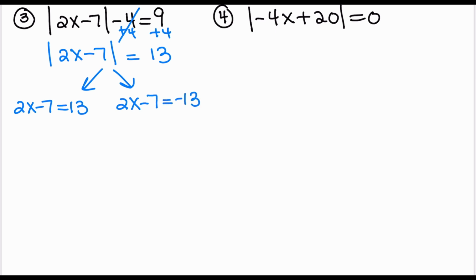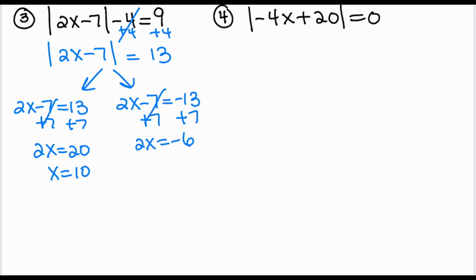Now I solve. If I add 7 to both sides, I get 2x is equal to 20, divided by 2, x is equal to 10. On the other problem, I get plus 7, and that gives me 2x is equal to negative 6, divided by 2, x is equal to negative 3. Remember that we want to take the time to substitute to make sure that they work.